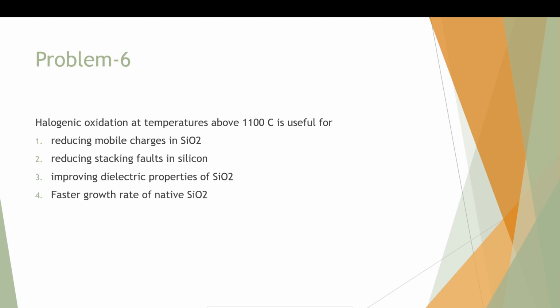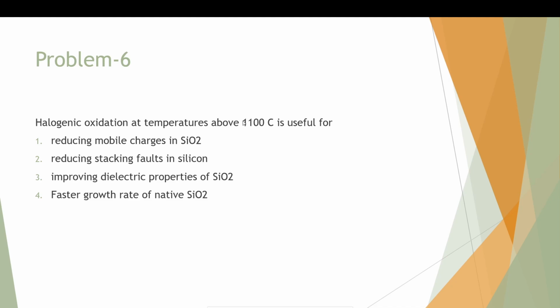So halogenic oxidation basically means that we are oxidizing it in the presence of some halogen like chlorine gas. So what do you think that will help in reducing? Chlorine will actually form salts with things like sodium ions or potassium ions, so KCl and NaCl salts. So that is why it will help in reducing the mobile charges in SiO2. So that is its primary aim. So we do halogenic oxidation just for this.